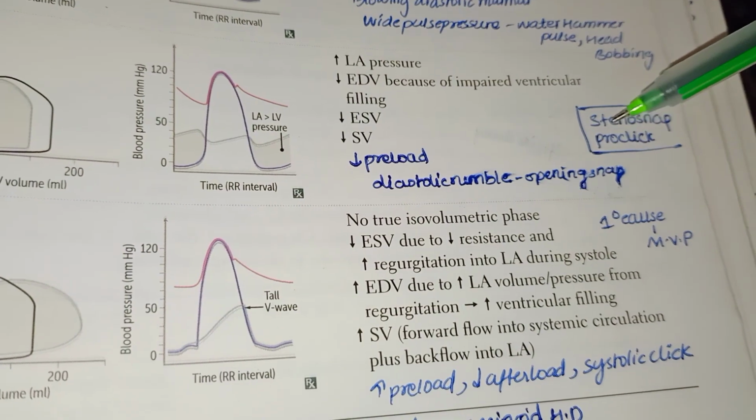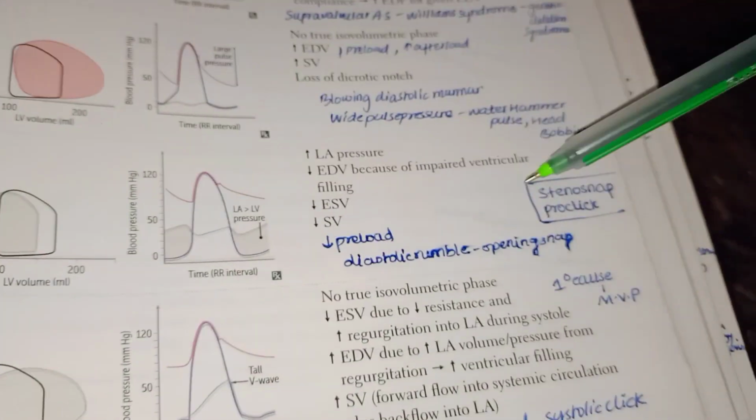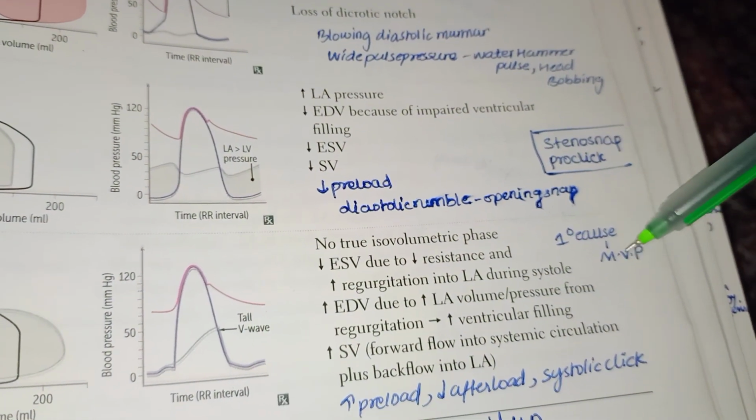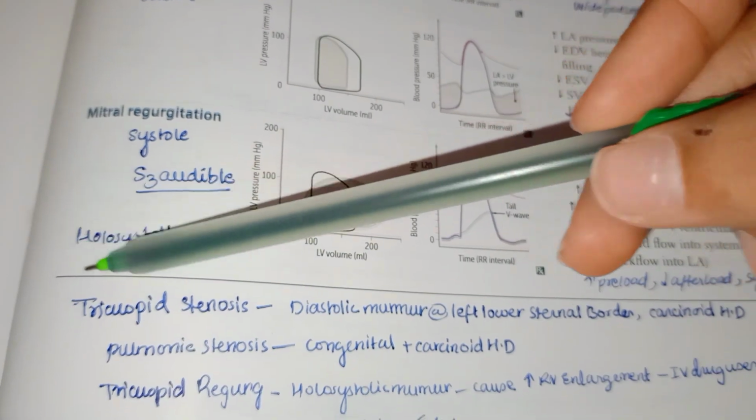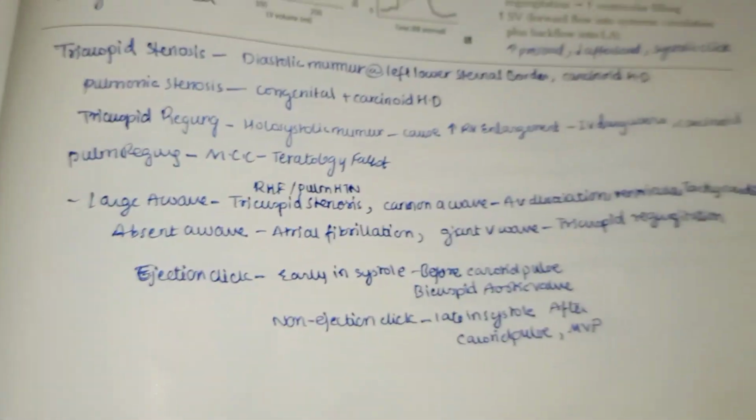So you can remember this by the mnemonic steno snap. In stenosis you will have a snap. In pro click, that is in prolapse or regurgitation, you have a systolic click. So this is also showing a murmur called holosystolic murmur.